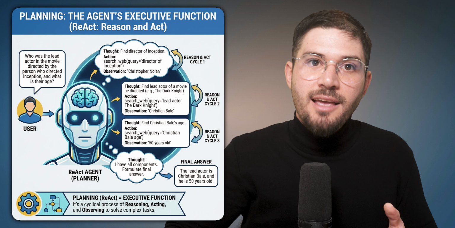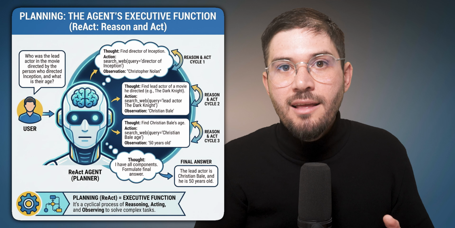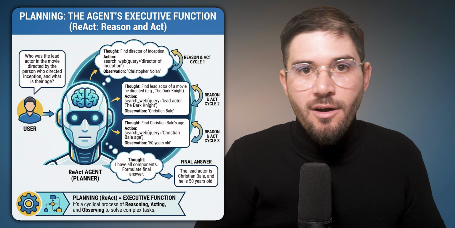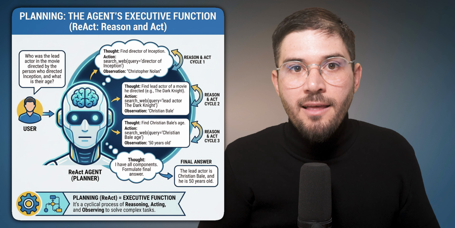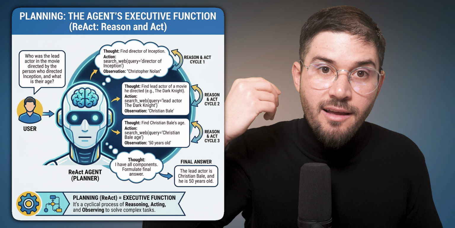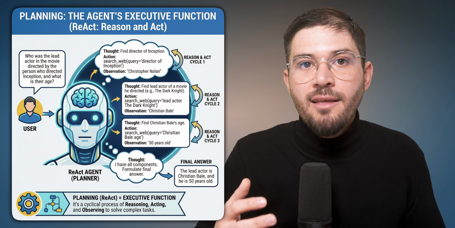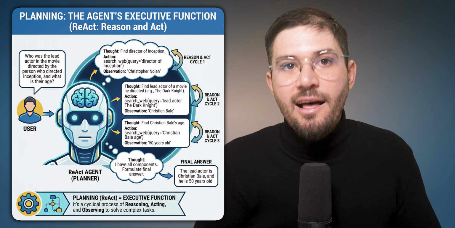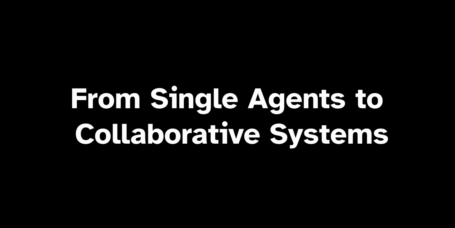And then the action again. Then we search with the query, okay, Christian Bale age. And then it observes, okay, he is 50 years old. And then it executes another thinking step, and it says, okay, I have all the components, I can now form the final answer. As you saw, this planning makes agents powerful, but also dangerously unpredictable. Let me show you how to manage this unpredictability now, using something called AgentOps.